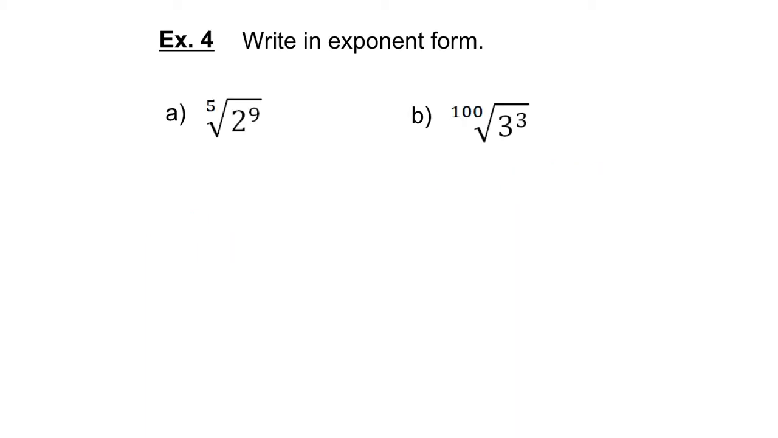Now we're going the other way. Here I have the radical form. I want to write it in exponent form. So I've got 2 to the 9 as my radicand. My index is 5. So I can rewrite this as 2 to the 9 over 5. That's my exponent. Over here, 3 to the exponent 3. My index is 100 on my radical. So I have 3 to the exponent 3 over 100. That's the exponent form.